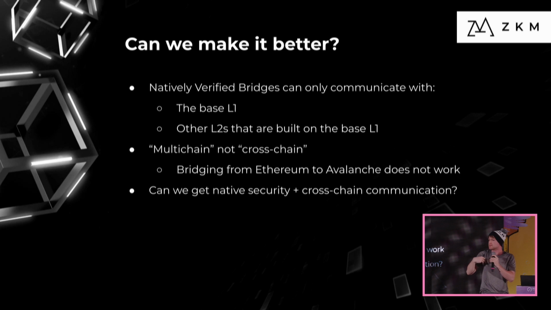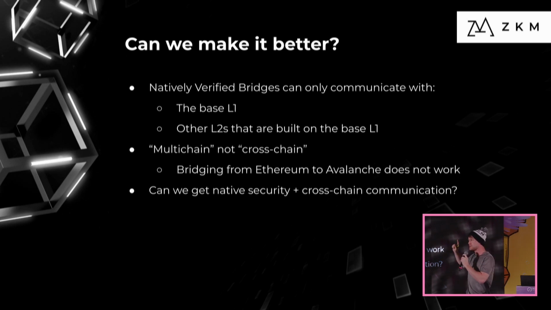Can we make this type of scheme better? We have a natively verified bridge that can only communicate with the base L1. So it doesn't work if I want to communicate from Ethereum to Avalanche. On that side, I can't inherit the security of Ethereum while bridging to Avalanche because there's nothing that really connects the two. Avalanche isn't built on top of Ethereum. It's its own independent L1.